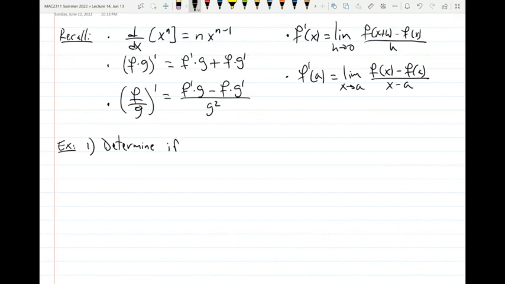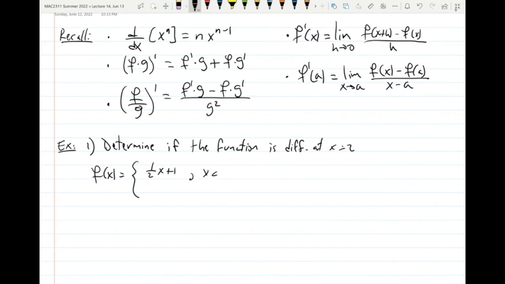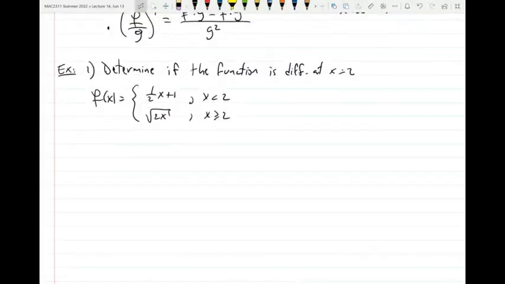All right. So determine if the function is differentiable at x equal 2, and the function is going to be f of x equals 1/2 x plus 1 for x less than 2, and square root of 2x for x greater than or equal to 2. Okay, so let's do this one together, and then I'm going to give you another one for you to try.